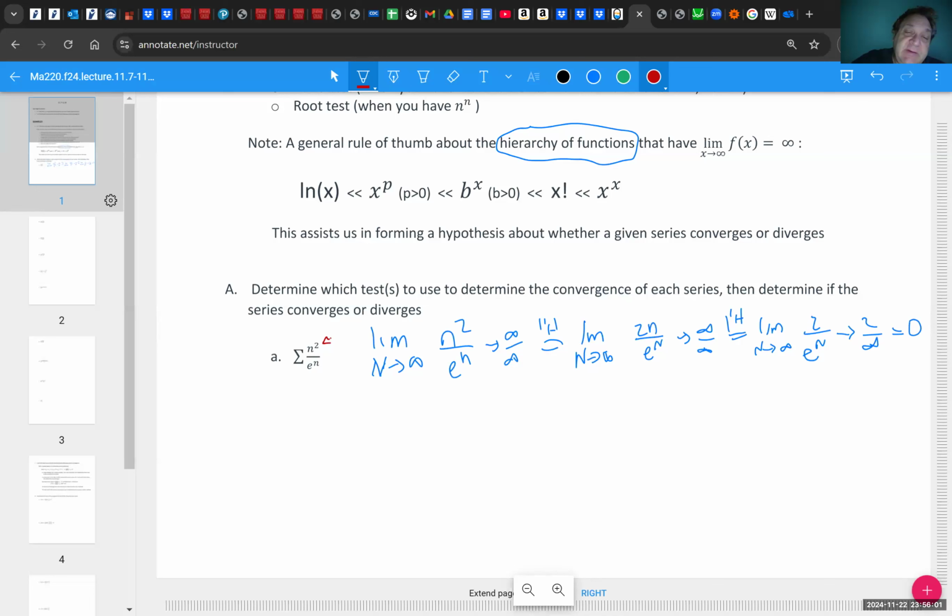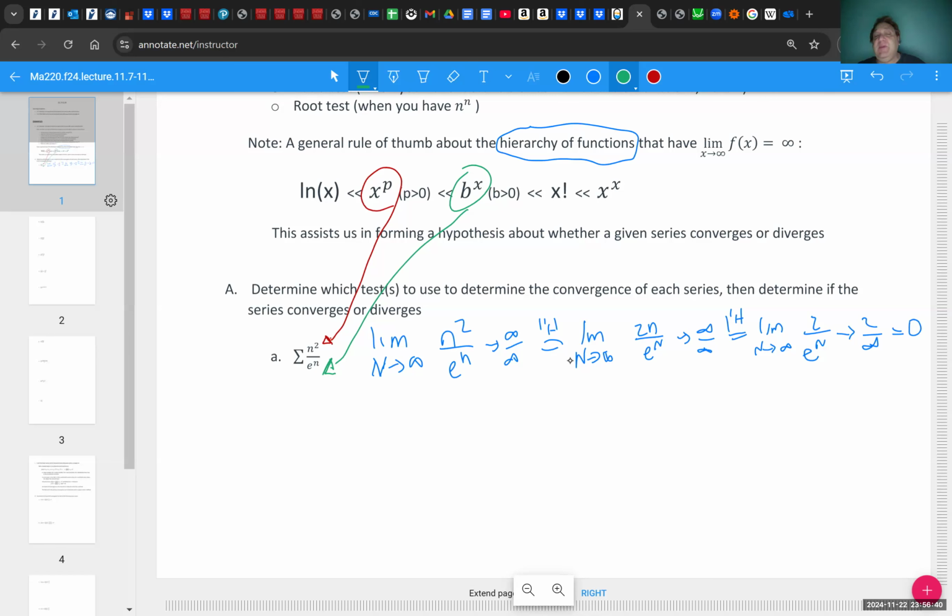We have an n squared on the top. An n squared is an x to the p type function, right? Variable to a number, n squared. N squared is a variable to a number. X to the p is a variable to a number. And the e to the n is a number raised to a variable. That's called an exponential function. That's this guy right here. Notice that the exponential function is way bigger than the n squared type function. So we basically can almost ignore the n squared function because the e to the n is so much bigger.